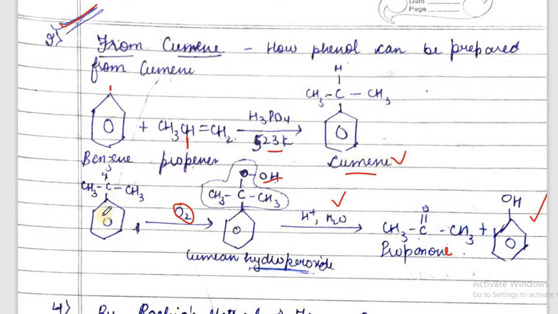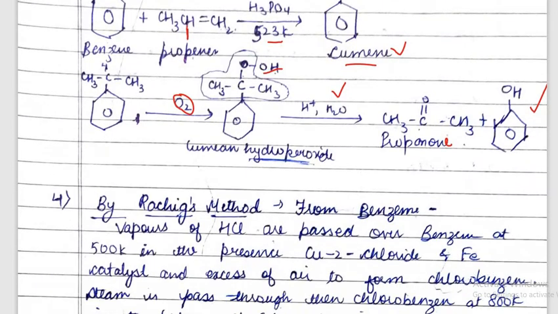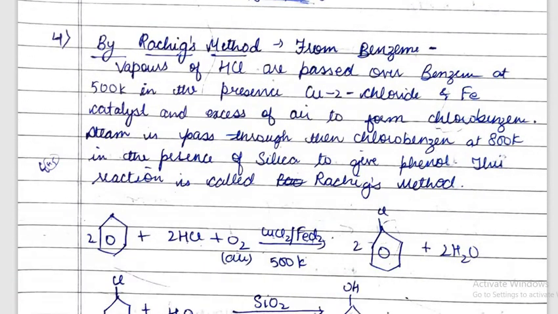That is, cumene is first prepared from benzene and propene in the presence of phosphoric acid at 523 Kelvin, and then upon aerial oxidation with oxygen, oxygen is introduced between C and H, that is COOH, and then these electrons move and we get acetone, and OH gets attached to the benzene ring, that is, phenol is formed. And the next method by which phenol can be prepared on a commercial level is Raschig's method.